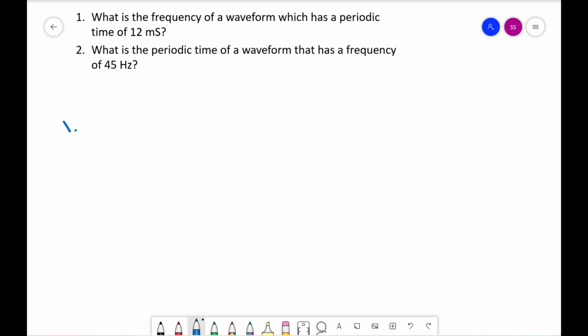So for question 1, I'm recalling my formula that frequency is equal to 1 over the periodic time, where again, frequency is in hertz and it's defined as the number of cycles per second, or the number of complete cycles per second, and then T, the periodic time, is measured in seconds, and that's simply the time it takes for one complete cycle.